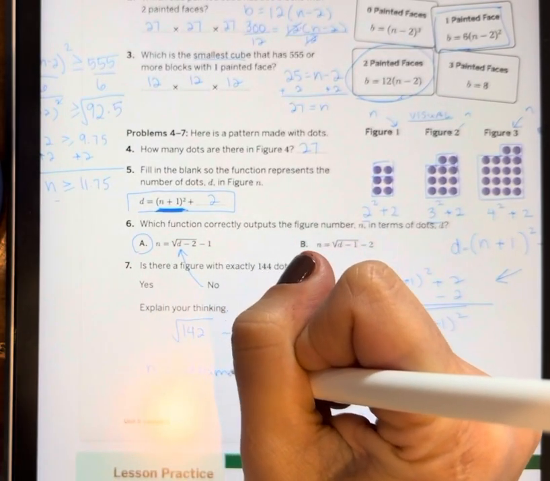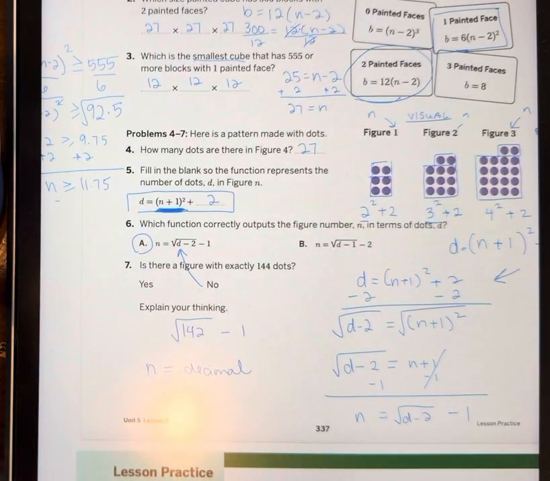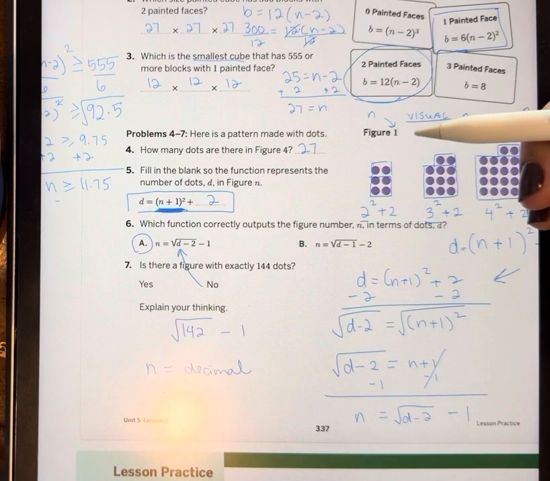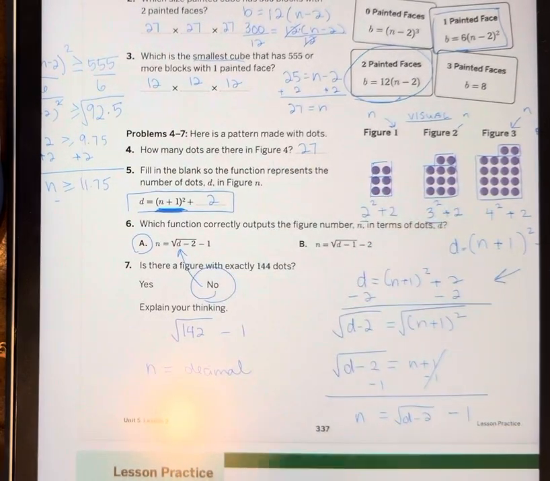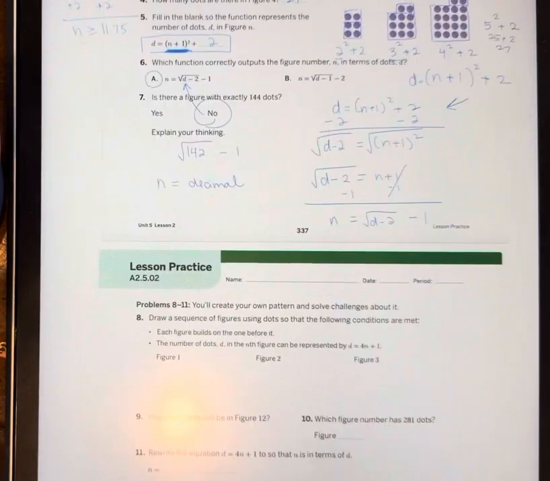If you want to solve it out to see it, go for it. But that means there isn't a true figure number, or else we would have gotten a whole number. So I'm going to say no. And I explained my thinking when I was talking to you guys. So moving on.